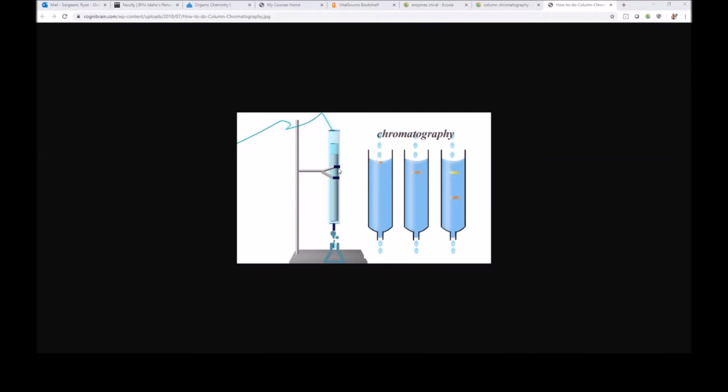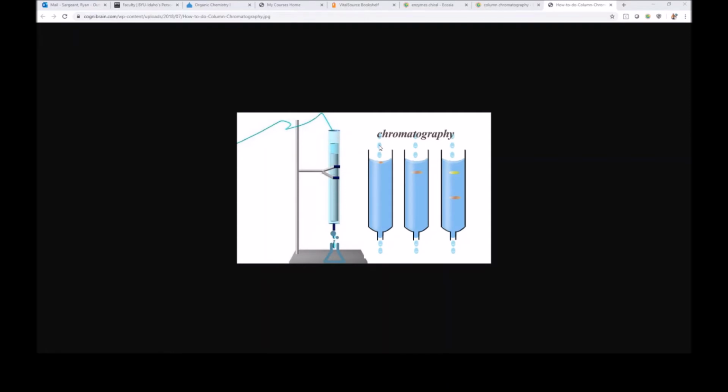This is what's called silicon dioxide. And it's not, it's a silicon resin. So it's not silicon dioxide, that's sand. The silicon resin actually is polar. And then you put a little sand on top, and then you start putting your liquid in there.